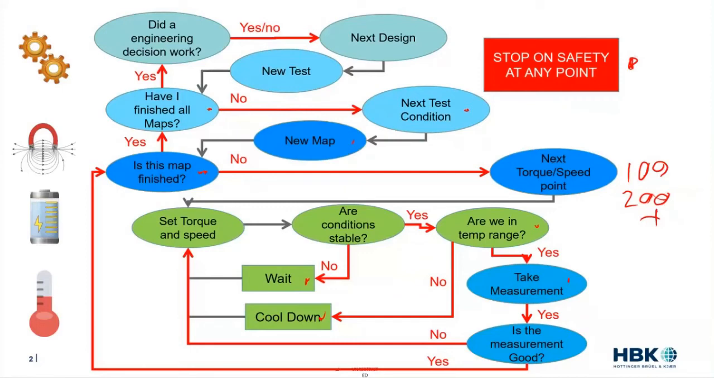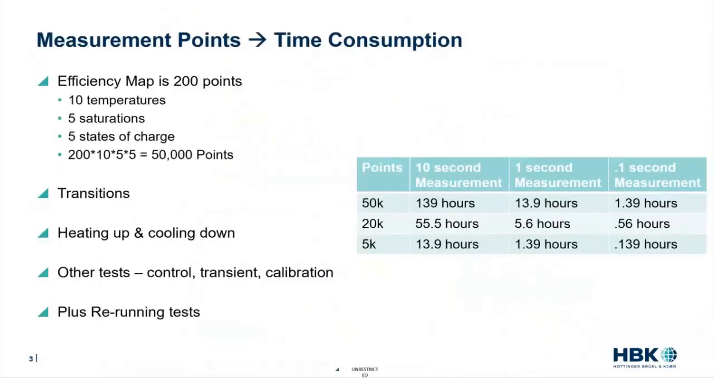So, okay, we have this complex thing where we're going from point to point creating this efficiency map. And we have to do a lot of points. Well, how many points are we talking? And again, I'm setting up the problem statement. Let's say an efficiency map we're running, our little matrix of torques and speeds where we want to measure all the different torques for a given speed. And we want to go through set torque, set speed, take measurement.